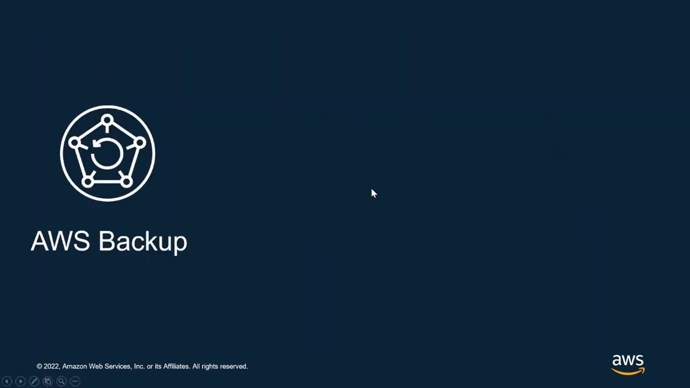Listening to this voice of customer, we launched AWS Backup in January 2019. AWS Backup is a centralized automated service that centralizes data protection across multiple AWS services. You can define a single data protection policy in AWS Backup to centrally automate data protection of compute, storage, and database services that you are using to develop and manage your applications.